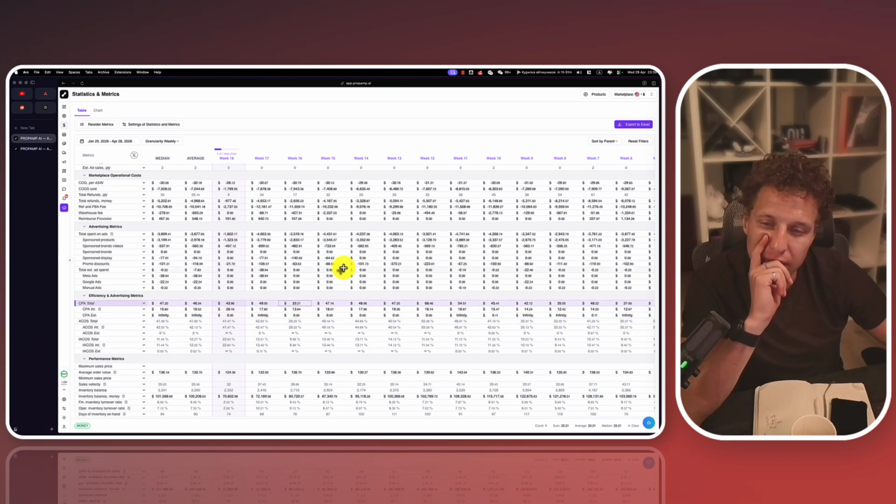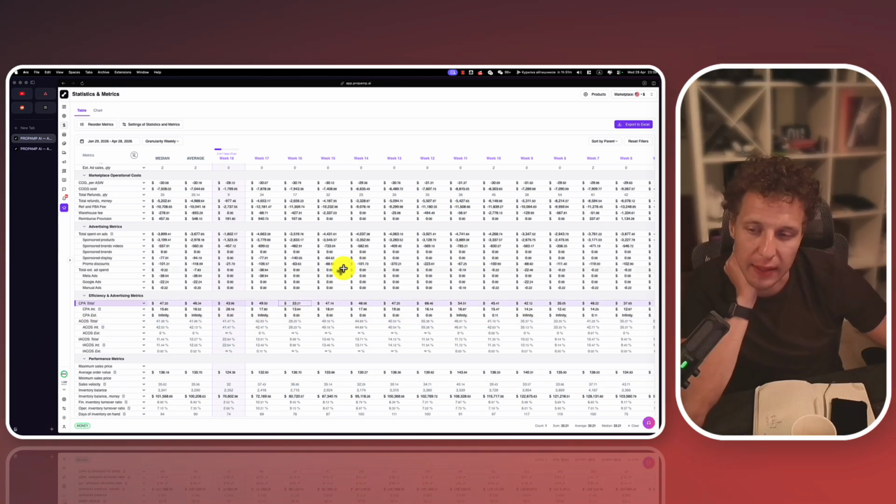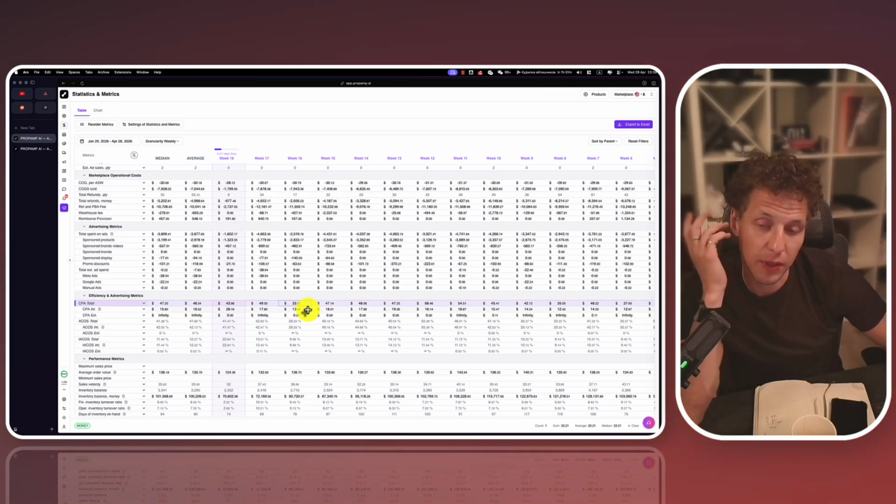And when you have all of these numbers, you essentially could get the CPA. CPA is how much money you spend to make one sale, right? So in our case, every sale that we make costs us $33 on ads, right?